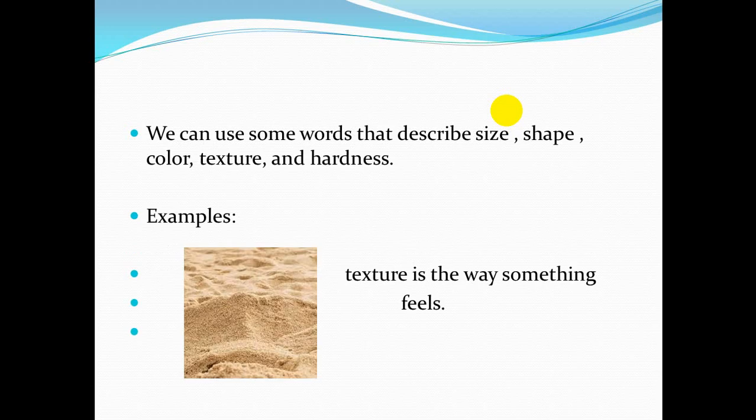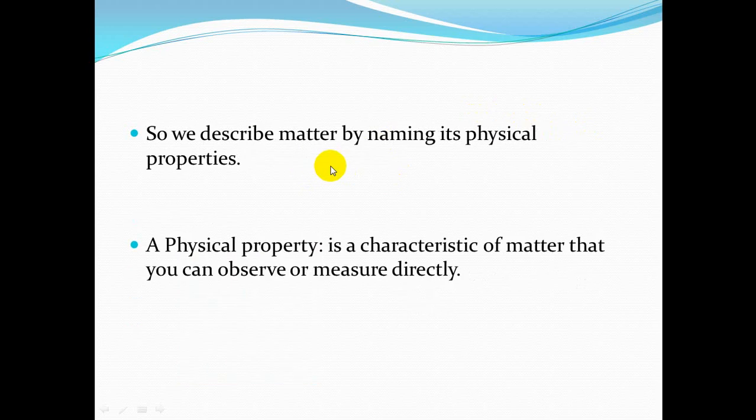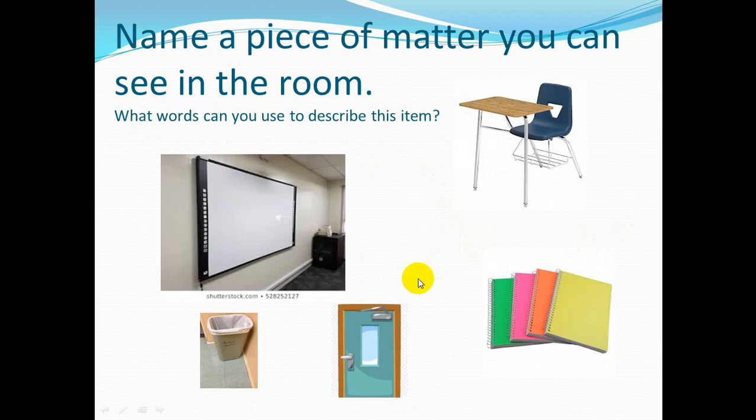Some words like what? Like size, shape, color, texture, hardness. All of these are physical properties. We call them physical properties. So when we describe matter, we describe it by naming its physical properties. But what's the meaning of physical property? A physical property means a characteristic of matter that you can observe or measure directly. You can observe or measure directly.